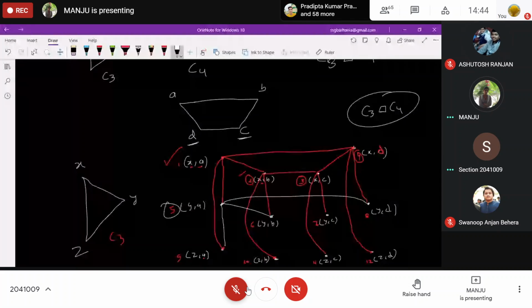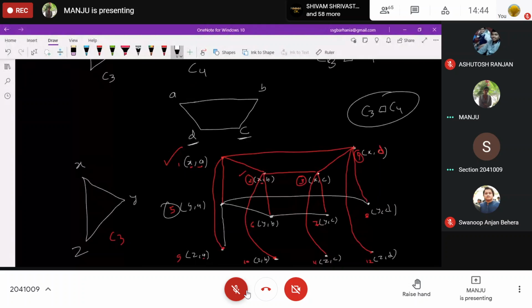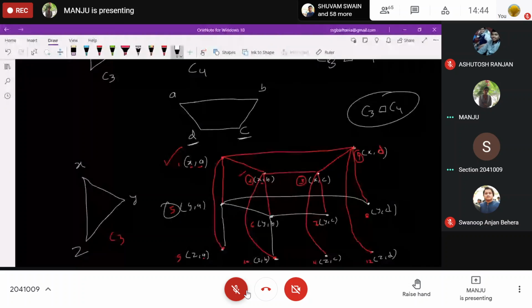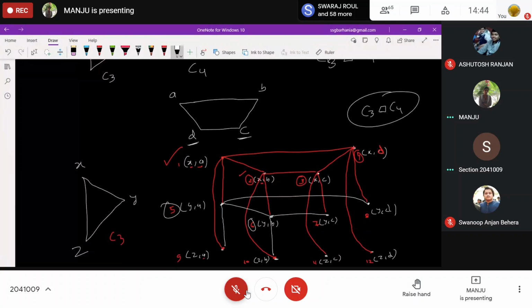Right. Now is 6 adjacent to 7 or not? Yes, sir. To 8? No. BD is not present. Right. To 9, no. To 10? Yes, sir. So 6 is done. You can analyze it: the degree of each vertex here will be 4. Pick 7. Is 7 adjacent to 8 or not? Yes, sir.